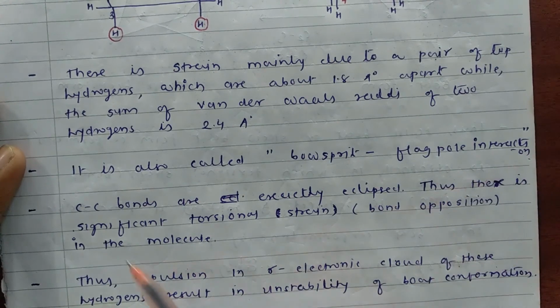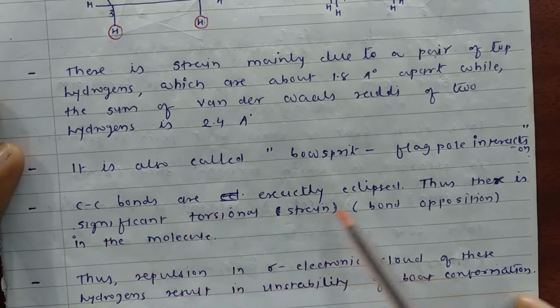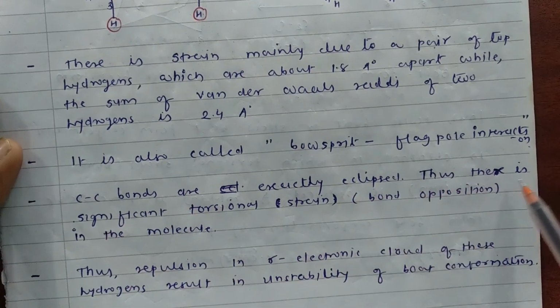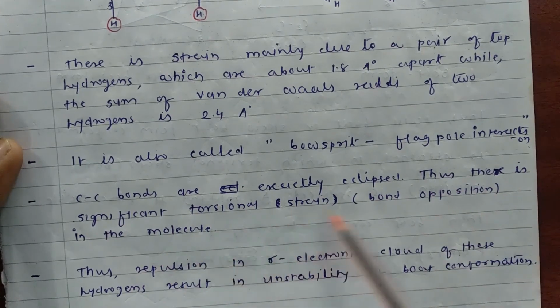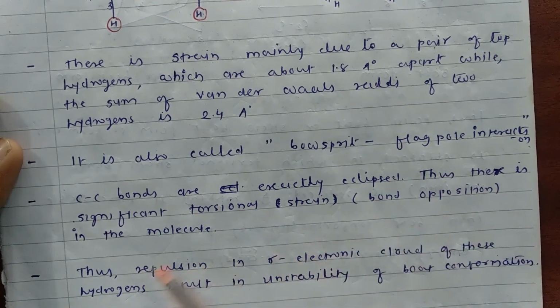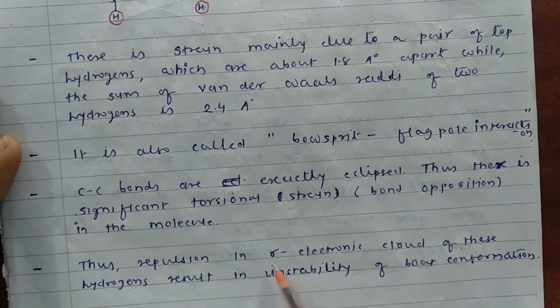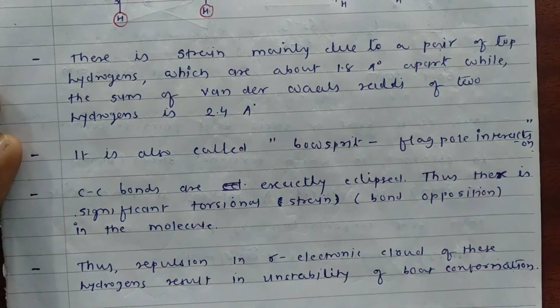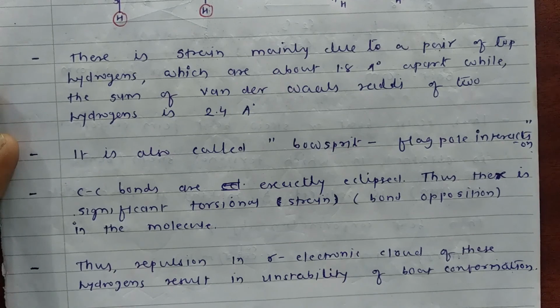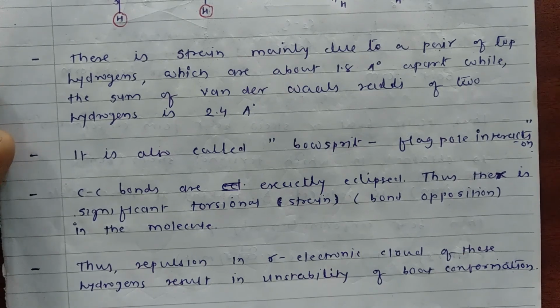The carbon-carbon bonds are exactly eclipsed. Thus there is a significant torsional strain or bond opposition strain in the molecule. You can say torsional strain or bond opposition strain, both are the same. Thus repulsion in the sigma electron cloud of these hydrogens results in instability of the boat conformation. This way you can explain the instability of the boat form of cyclohexane.